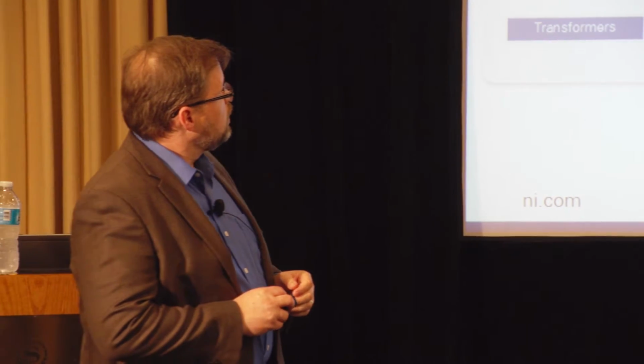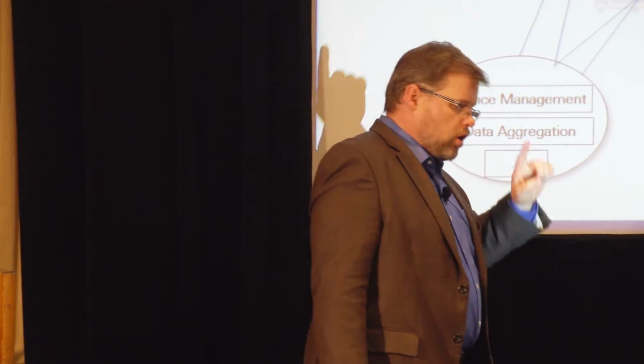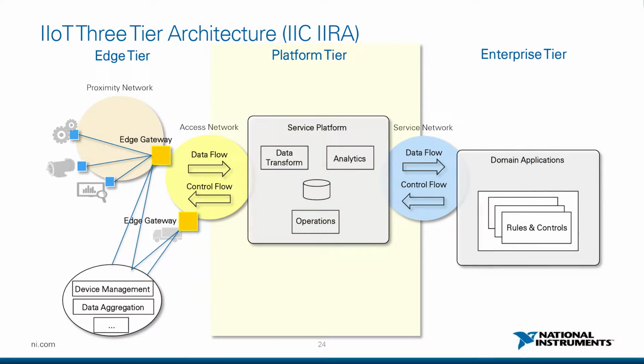All right, so this architecture that I just showed is almost exactly what appears in the IIC, the Industrial Internet Consortium, Industrial Internet Reference Architecture. This visual is from that document. You can get that online. It's called the IIRA. Just search for the Industrial Internet Reference Architecture, IIC in Google, and you'll find it.